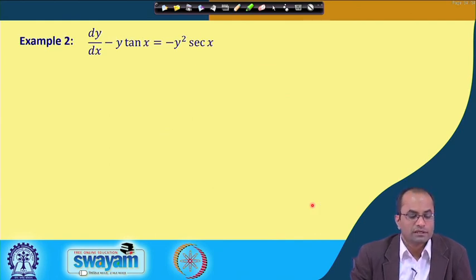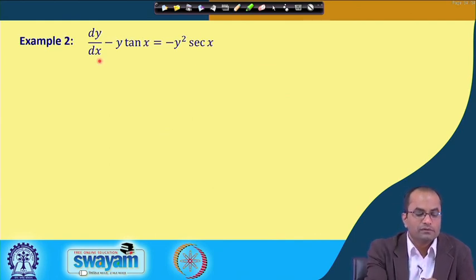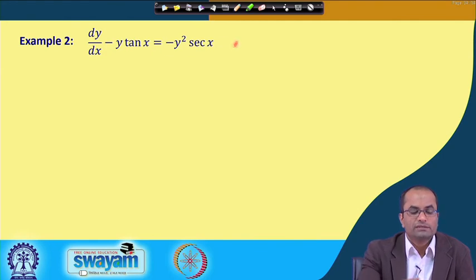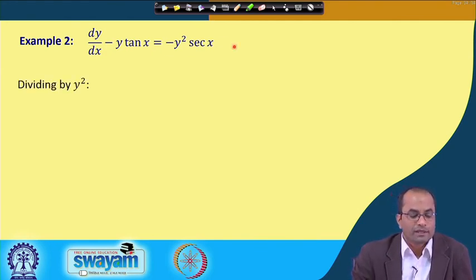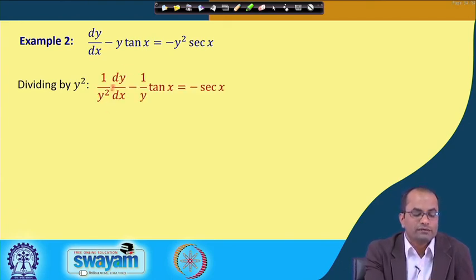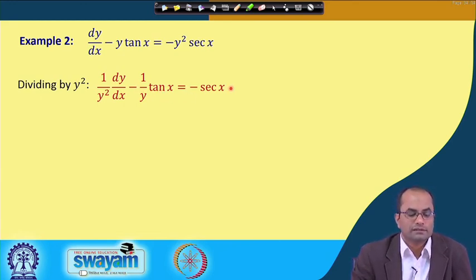So, just one more example we will discuss here. So, dy over dx minus y tan x is equal to minus y square sec x, for instance. So, if we divide by this y square, what we are getting is 1 over y square dy over dx minus 1 over y and this tan x, and then we have minus sec x there. So, it is a kind of Bernoulli's type of equation.